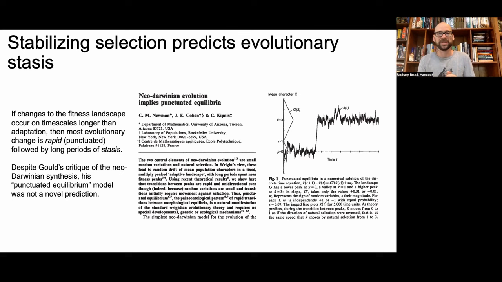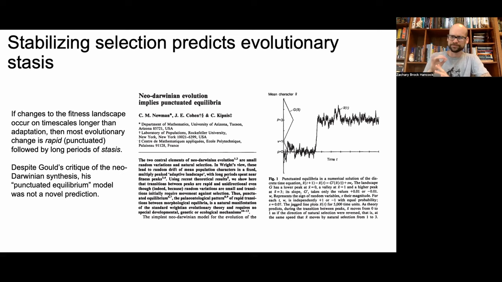And so this leads to differing narratives beginning to form in either of these camps, such that Gould and Eldridge thought that they were providing a critique of the modern synthesis, when in actuality, the pattern they were observing should have been taken as a prediction and a verification of the Wrightian view of the adaptive landscape. So this paper basically says exactly that. This is from 1980, and it's titled Neo-Darwinian Evolution Implies Punctuated Equilibria. And I just want to read you their abstract.